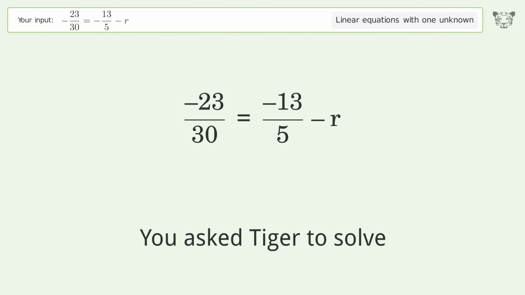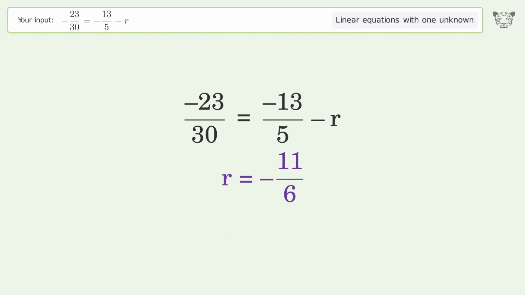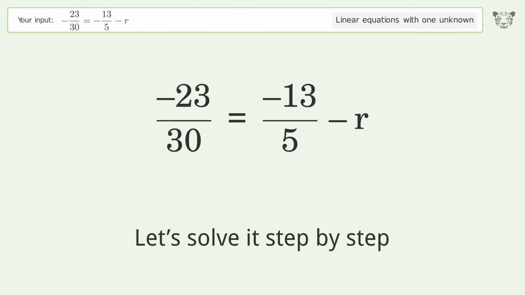You ask Tiger to solve this. It deals with linear equations with one unknown. The final result is r equals -11/6. Let's solve it step by step.